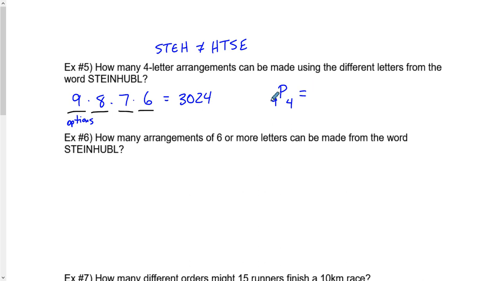If you type that into your calculator, you press the 9, then you press the PRB button, and then the 4. We still get 3024. So either we do it by the fundamental counting principle, or that idea that if there's no repetition allowed, we can use this formal definition of a permutation.